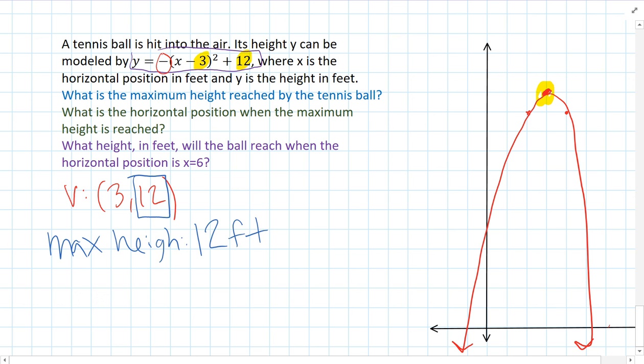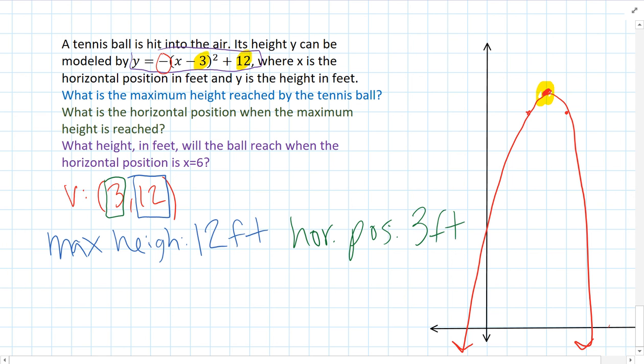And then it says, what is the horizontal position when the maximum height is reached? Well, my horizontal position at my vertex is going to be my x value. So my horizontal position is just going to be 3 feet.